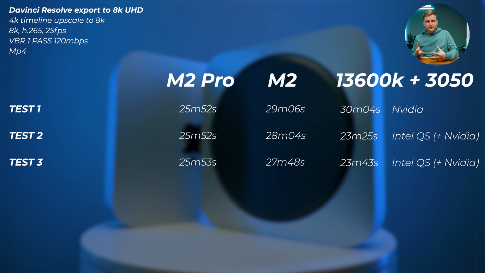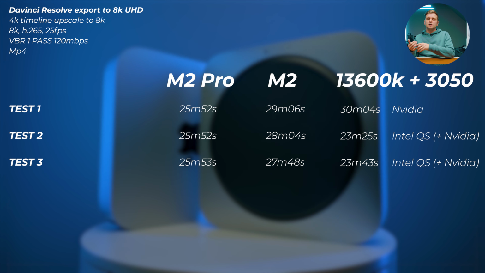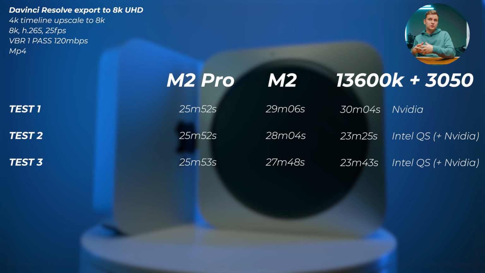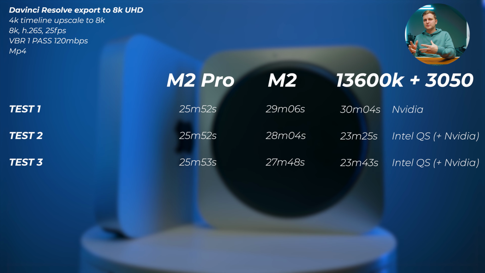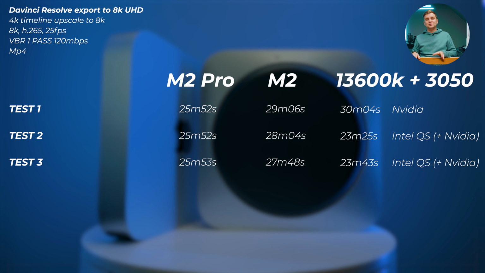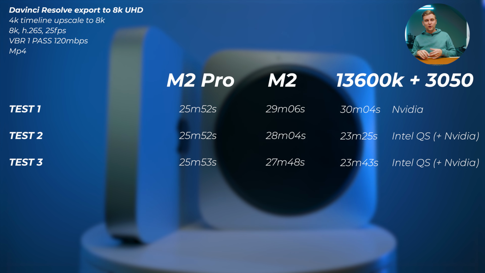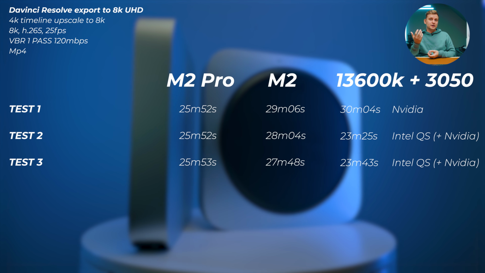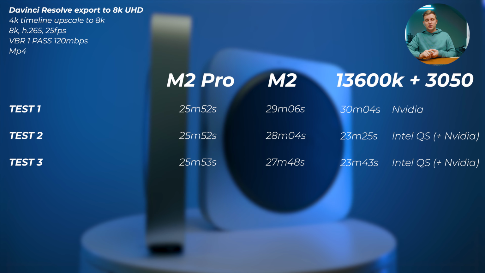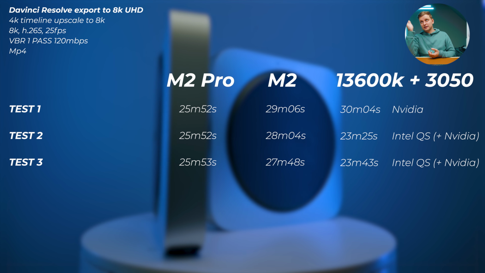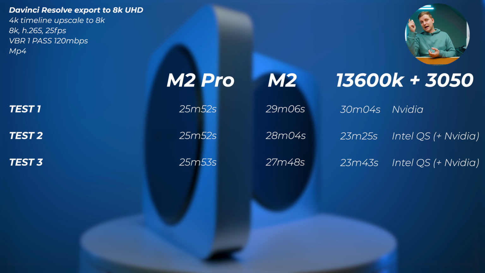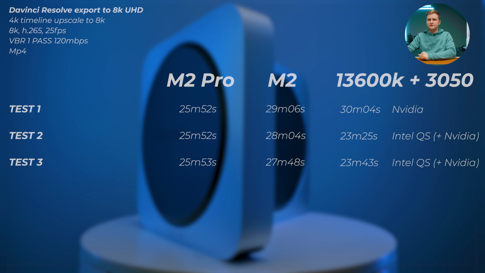So if you're using DaVinci Resolve and you're a PC user, try to use the QuickSync and Nvidia settings, because they will give you the biggest performance boost. And make sure you have a K CPU, or a CPU that has integrated graphics, because that will give you a huge benefit even in exporting. As you can see, we shaved 7 minutes off the time compared to just the Nvidia card.